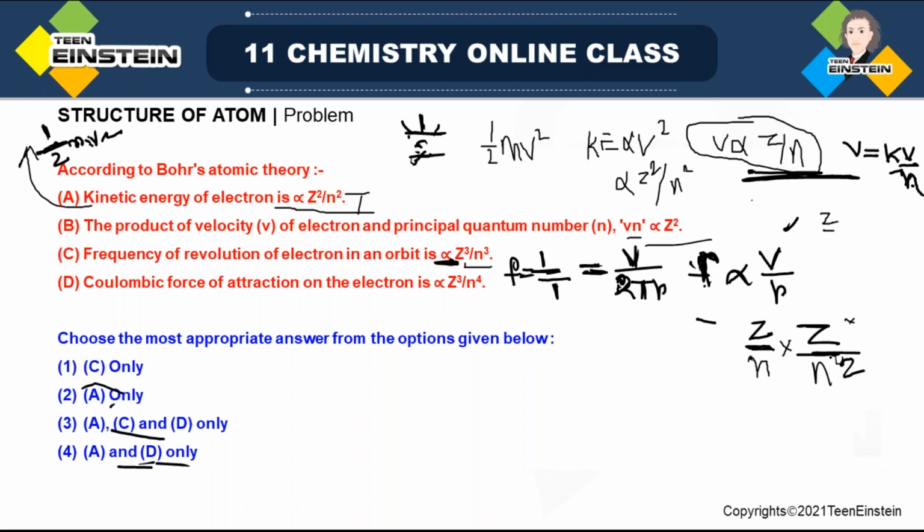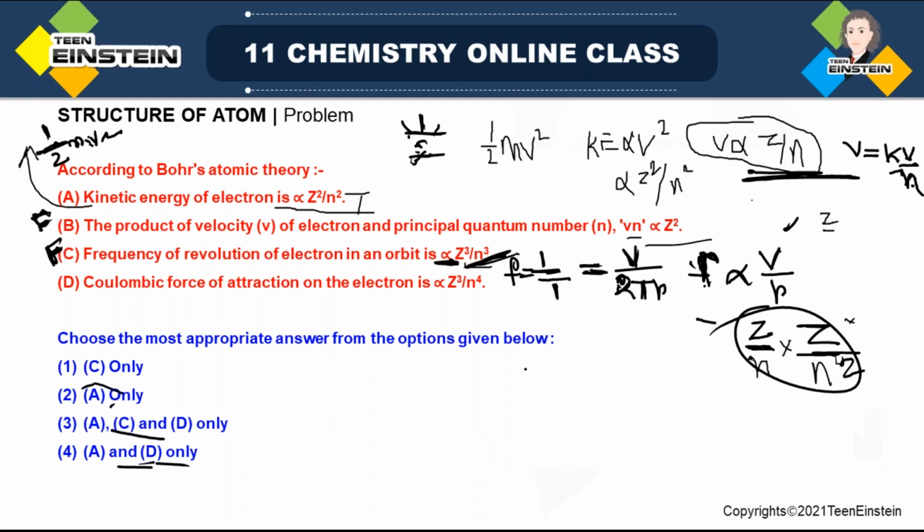So ultimately what you are getting is Z square divided by n cube, but here it is mentioned Z cube by n cube, while it is actually Z square by n cube. So this statement is also not correct. B is false, C is also false, A is correct.